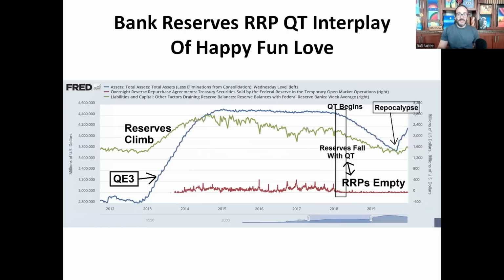This is the chart from 2011, actually, to 2020, right? And you can see here the interplay between, I call this the bank reserves RRP QT interplay of happy fun love.